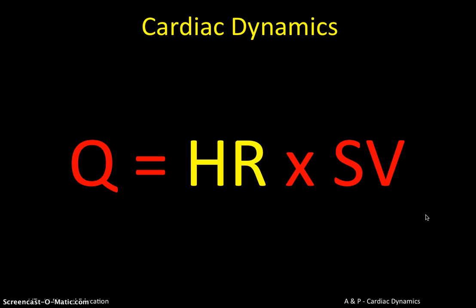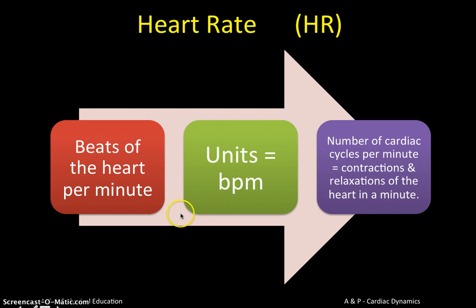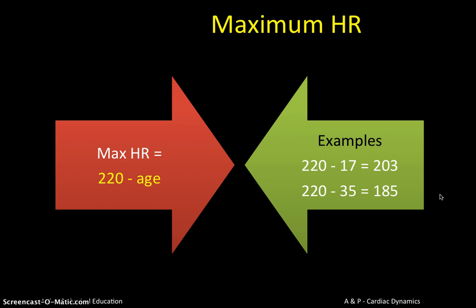Now let's look at heart rate. Heart rate, you should know, is beats of the heart per minute, and the unit is beats per minute, BPM. Basically, this is how many times your heart goes through the cardiac cycle, how many times it contracts and then relaxes in one minute.